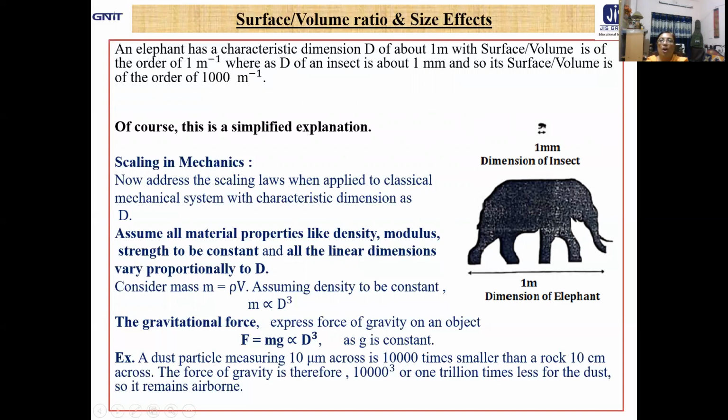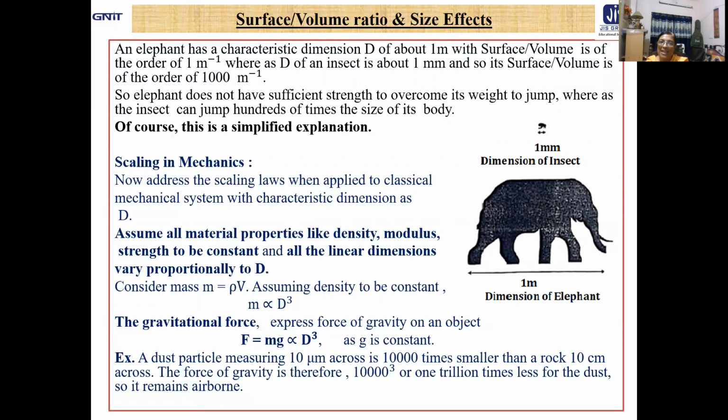And already we got their strength to weight ratio coming out of the same order as surface to volume ratio. That means the elephant does not have sufficient strength to overcome its weight to jump. It is 1 meter inverse. So, the elephant does not have sufficient strength to overcome its weight to jump, whereas the insect can jump hundreds of times the size of its body. Just take a look. It is very funny.